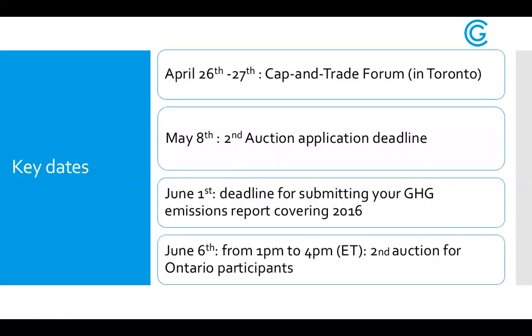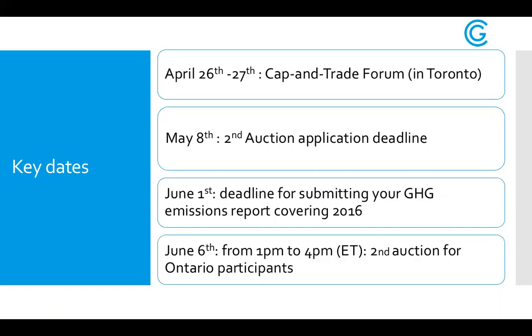So key important dates to remember: on April 26th and 27th, there will be the Cap and Trade Forum in Toronto. We will be taking part in this forum and are proud to be there on the 26th and 27th to host a panel of experts from different large organizations. We will discuss the lessons learned from Quebec with respect to the cap and trade market. And hopefully this will be interesting for everyone to attend.